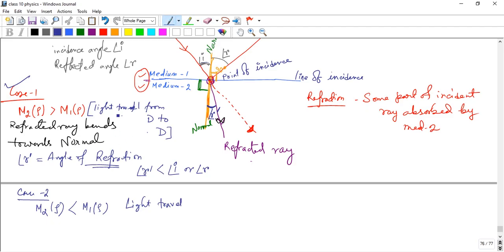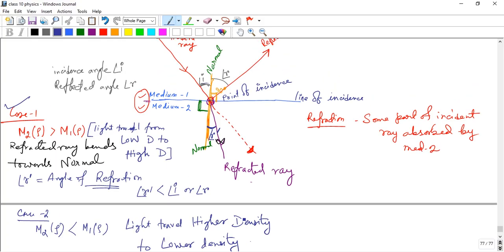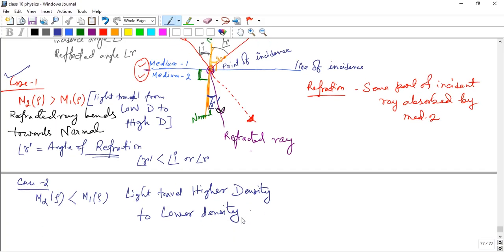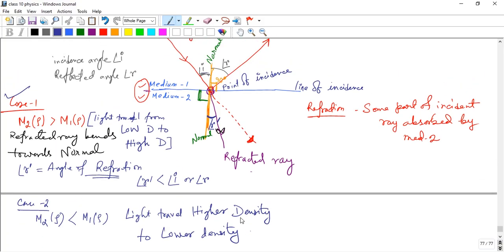Light travels from lower density to higher density. Here light travels from higher density to lower density. Okay.